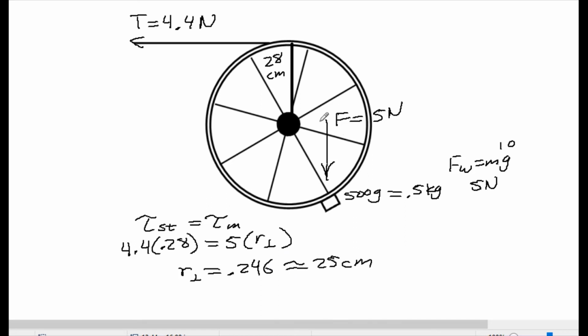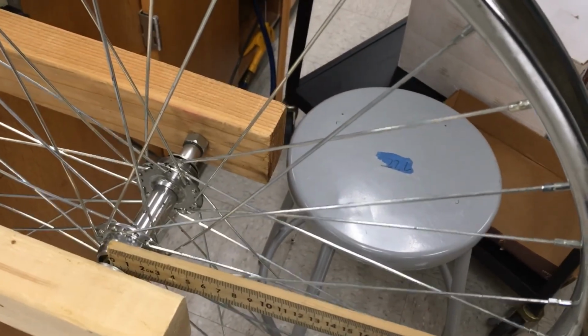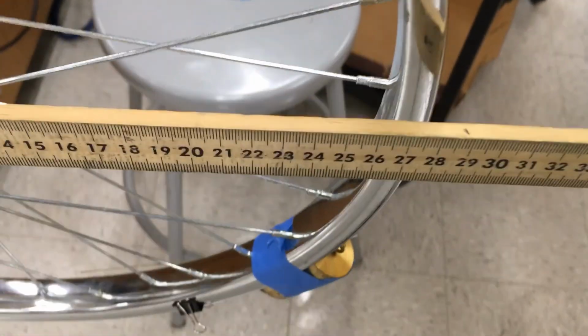That says that when I go back to the lab, the distance from the axle to right above the mass should be 25 centimeters. Again, the mass is actually over here. Let's go see that. And notice, after what we just calculated, it's going to work out. Notice there's the 0 mark in the center. And over here, there's 25.